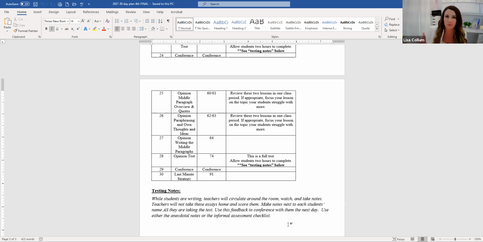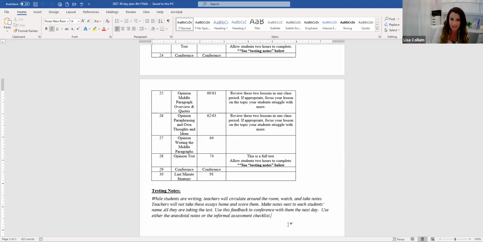So don't worry about going home and scoring and grading. As they are taking that writing test, take notes. Do a simple chart, a simple Excel spreadsheet, even something you just write up on a piece of paper, have their name and then maybe an empty box. And as they're taking a test, circulate the room and make sure you take notes. Maybe they're struggling with planning, maybe they didn't finish, whatever the notes are, make sure you're taking them.